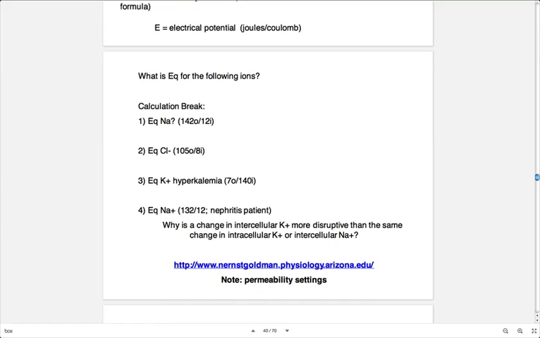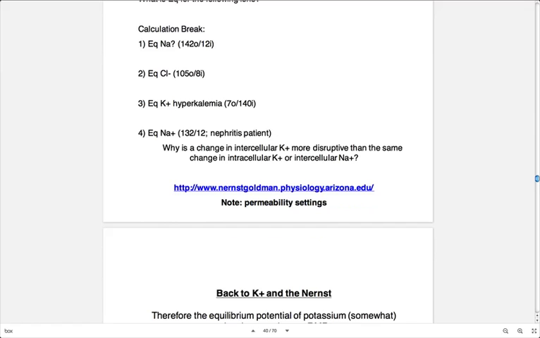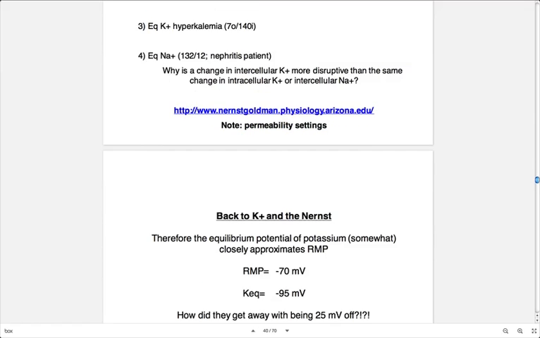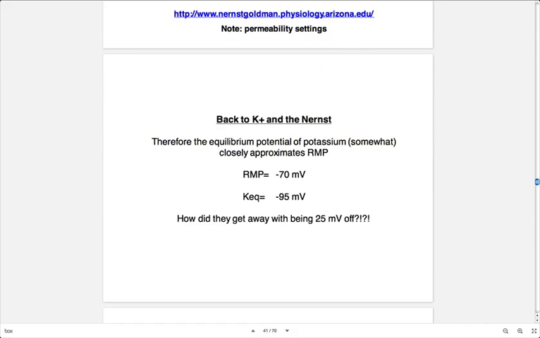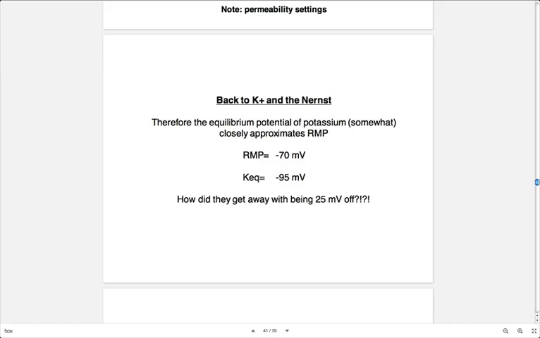So when you're in a situation where a patient has hyperkalemia, or actually hypokalemia, you're going to change the resting membrane potential. Keep that in mind with our patient as we get back. So back to the nerds. Resting membrane potential is actually around -70, whereas the potassium equilibrium potential is -95.